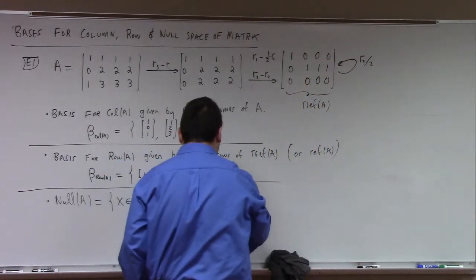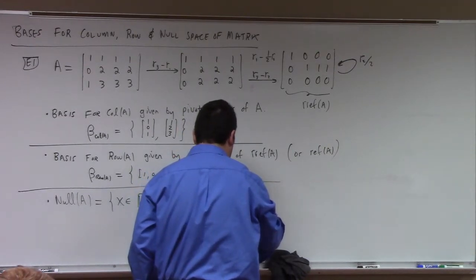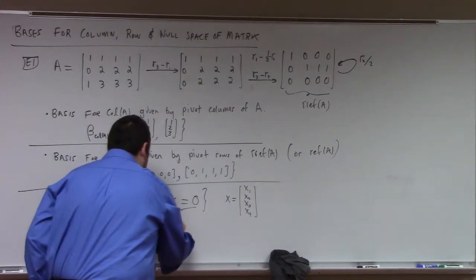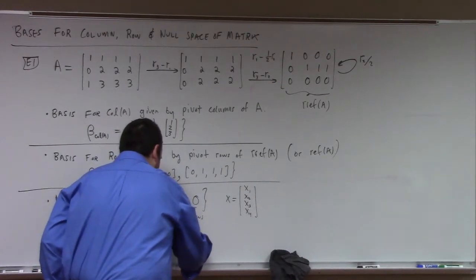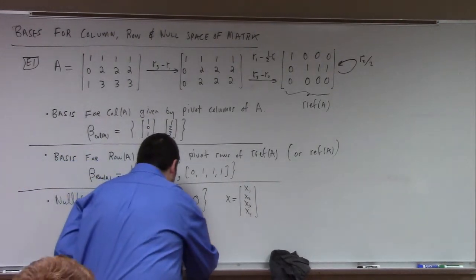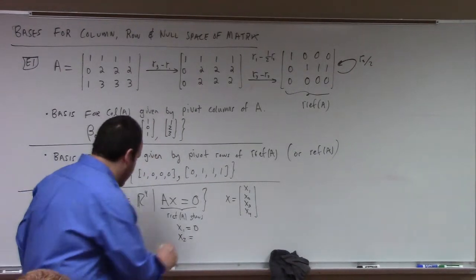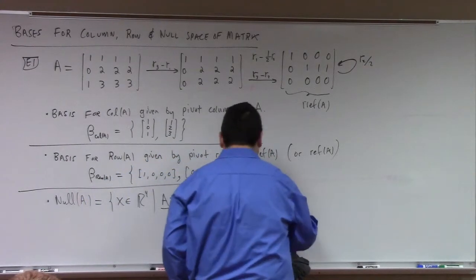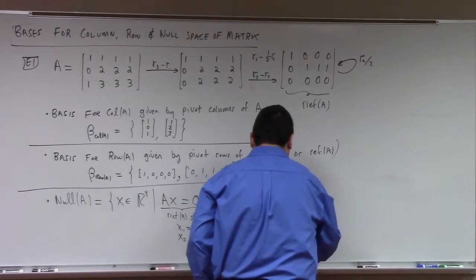So we have x equals (x1, x2, x3, x4) with what? What does the RREF of A show? x1 equal to, looks like 0, right? x2 equal to, looks like minus x3 minus x4, right? So this looks like (0, minus x3 minus x4, x3, x4).